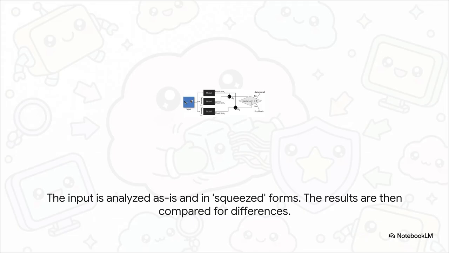An image comes in, and it gets sent down two paths at once. First, it goes straight to the AI model, no changes. But at the exact same time, it also gets sent through one of these squeezers that simplifies it. The AI then makes a prediction on the original image and on the squeezed one. And the really critical step is comparing those two predictions.